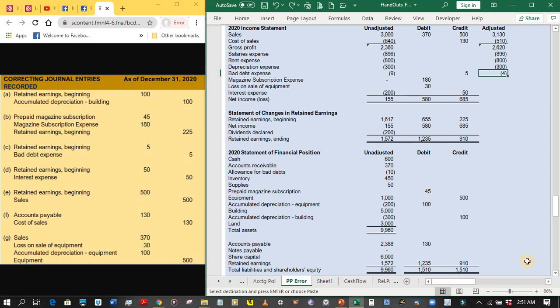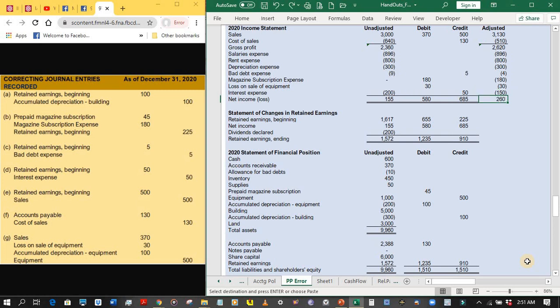Then the magazine subscription expense is 180. Then we have recorded a loss on sale of 30 pesos and the interest expense is 150 pesos. Then the adjusted net income is 260 pesos.